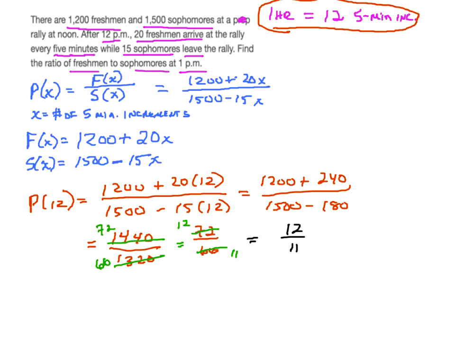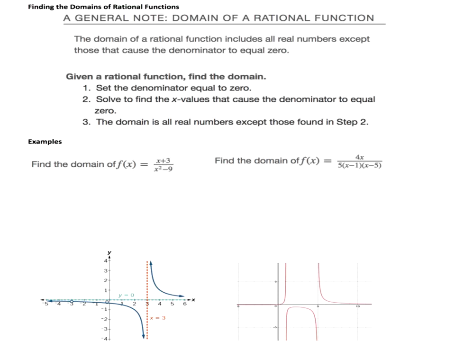So at 1 o'clock, I have a ratio of 1,440 freshmen to 1,320 sophomores, which reduces to a ratio of, for every 12 freshmen that I have at the pep rally at 1 o'clock, I have 11 sophomores.